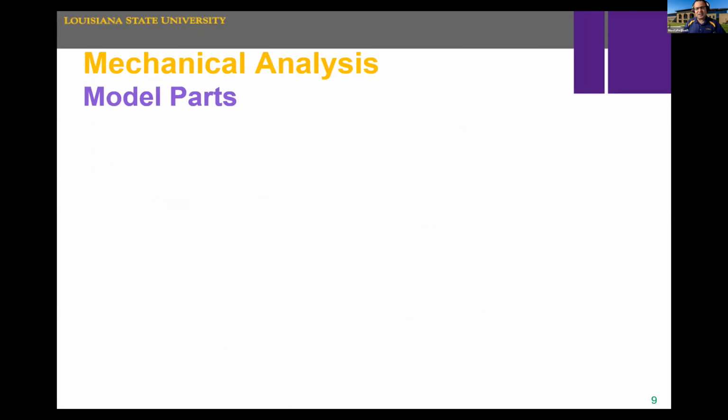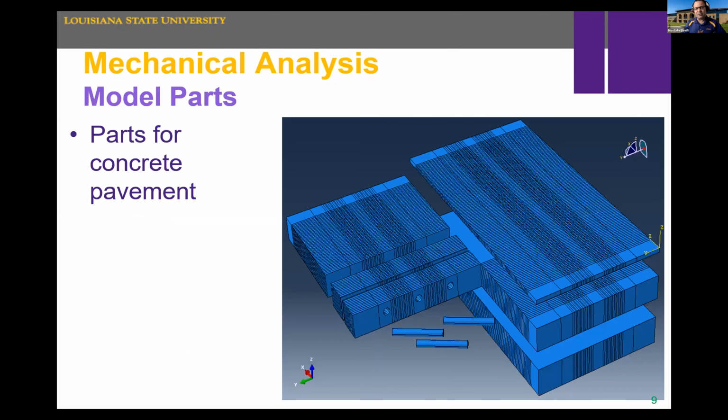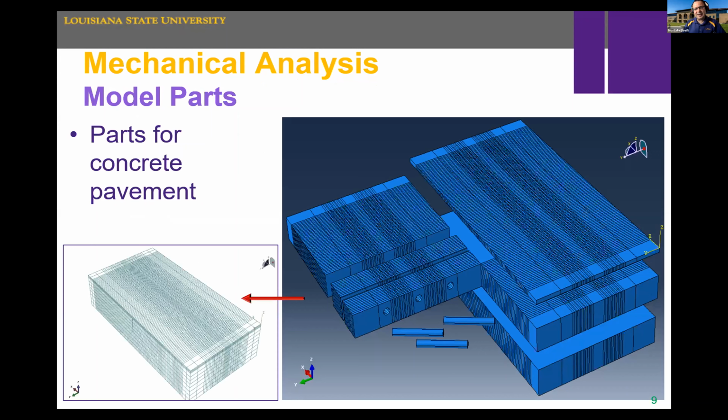So the parts that we created, this is a relatively brief overview of the different parts. So this is for concrete pavement. In that case, we simulated the dowel bars and we simulated the joints. So you can see here we have the different parts of the model. And as I said, after you create the different parts, you are able to mesh them, and you can see the overview of the general model that we created for concrete pavement.